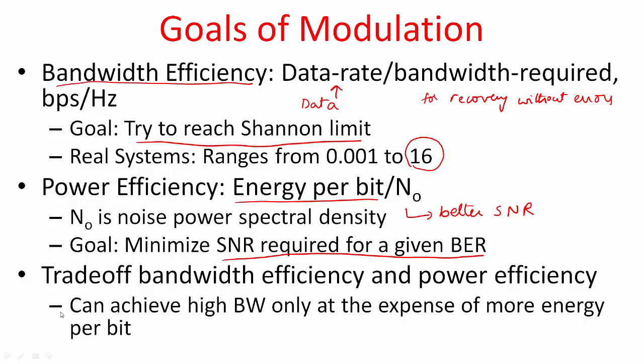In other words, you cannot achieve high bandwidth without sacrificing more energy. Higher bandwidths typically mean smaller bit intervals. And unless you increase the energy in this bit interval, you cannot maintain the same bit error rate. Let me show this through an example.